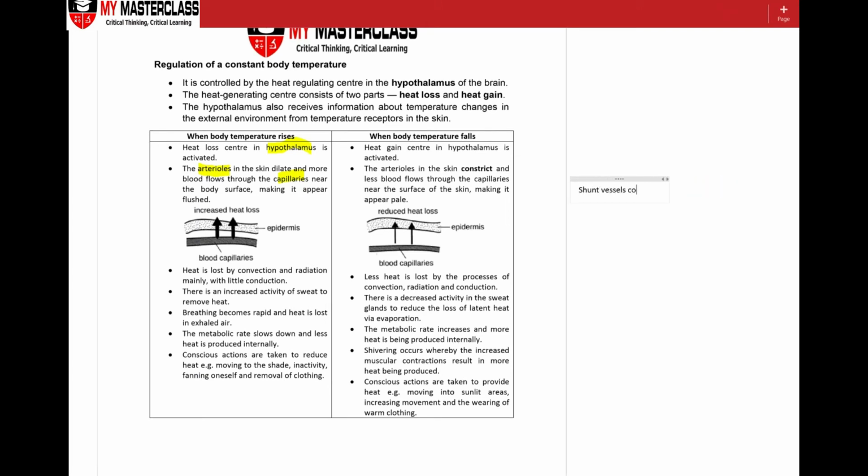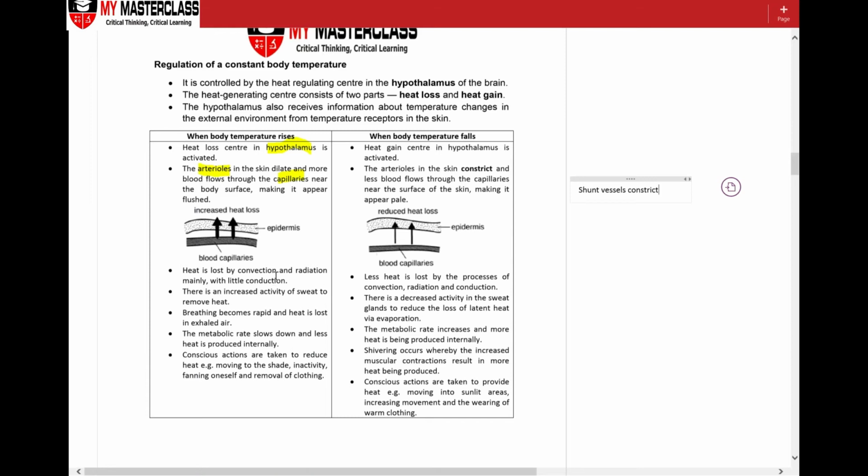So when there is simultaneous constriction of the shunt vessels along with the dilation of the arterioles, blood is able to stay at the skin surface for a longer period of time. Okay, which is why when people are feeling hot after a run or exercise, they appear flushed, as though they are blushing, simply because you have got more blood at the surface of the skin. Okay, so by being at the surface for a longer period of time, heat can be lost through conduction and radiation.